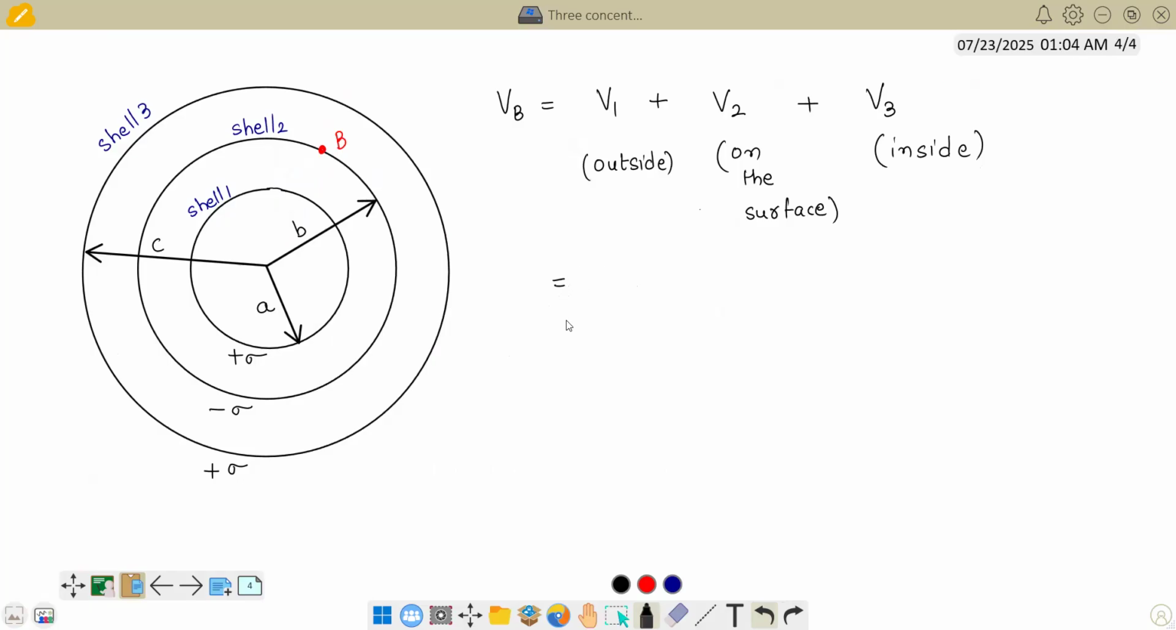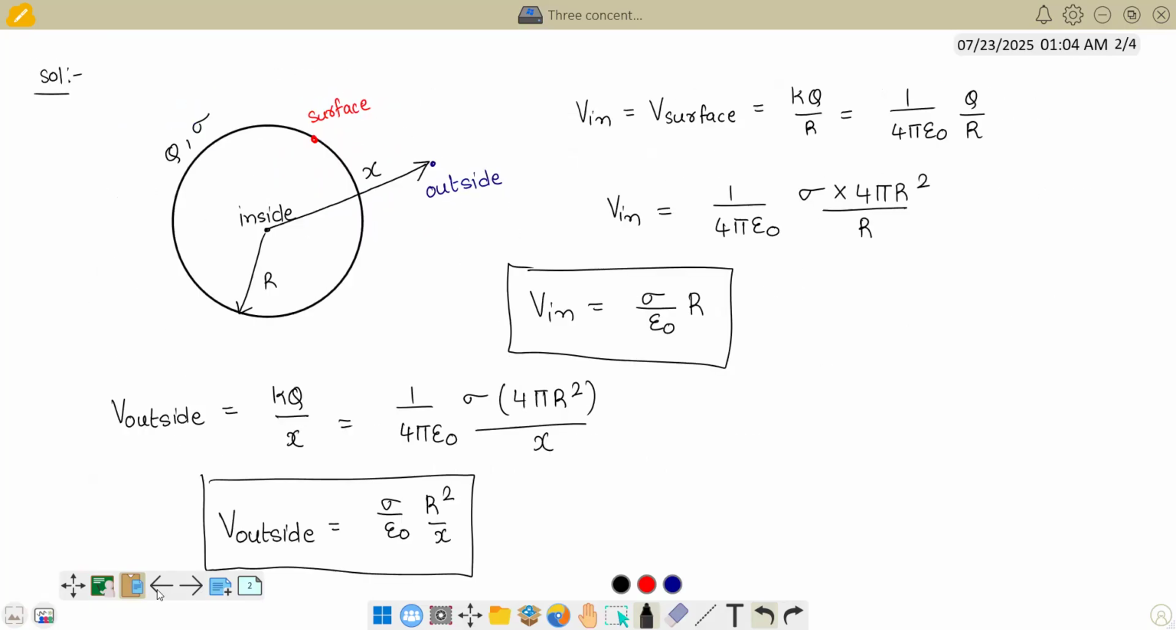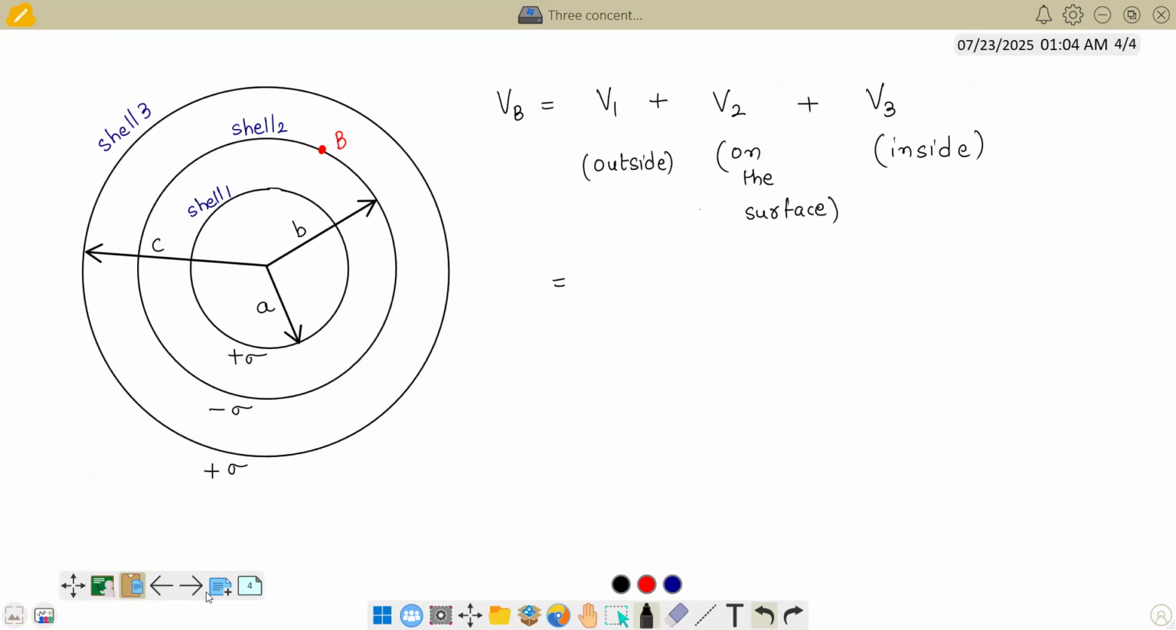Once we have this, we will use the respective formula. For outside, as you remember, the formula is not sigma by epsilon naught into r, but sigma by epsilon naught into r square by x. So sigma by epsilon naught into r square, the radius squared, that is A square. X is the distance from the center to the point. What is the distance from the center to this point? You can clearly see that it is nothing but B, because if this is B, this is also B. So this is B for the first shell.